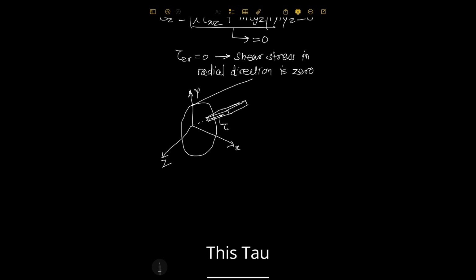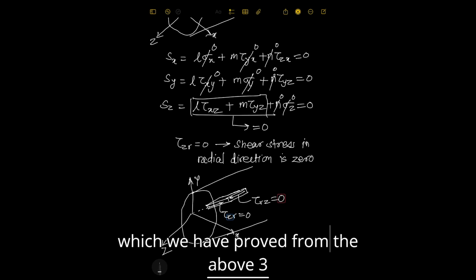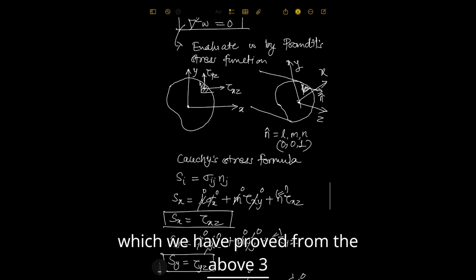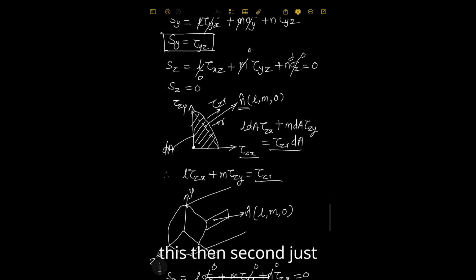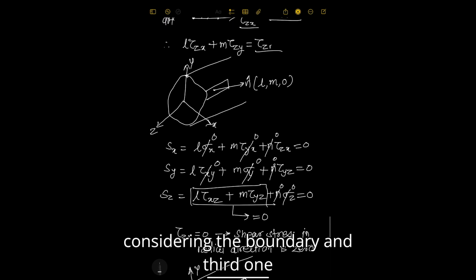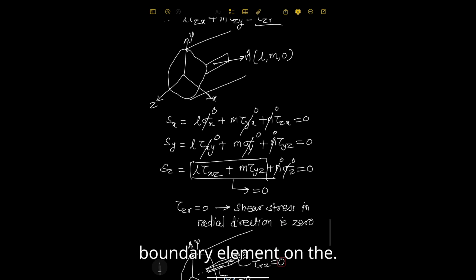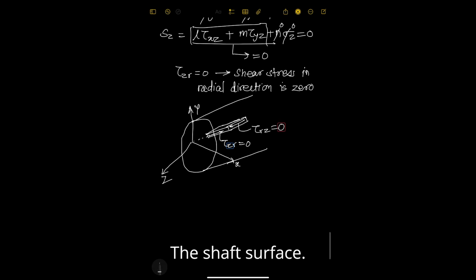So this tau zr is equal to z, and this rz is equal to z, which we have proved from the above three considerations. The first one is like this, the second is just considering the boundary, and the third one is the boundary element on the shaft surface.